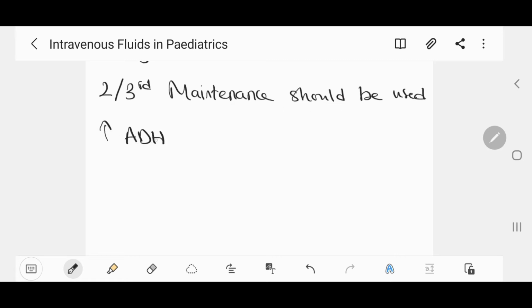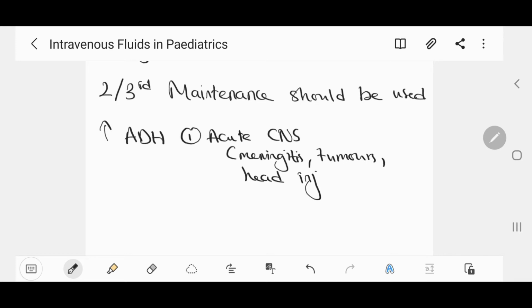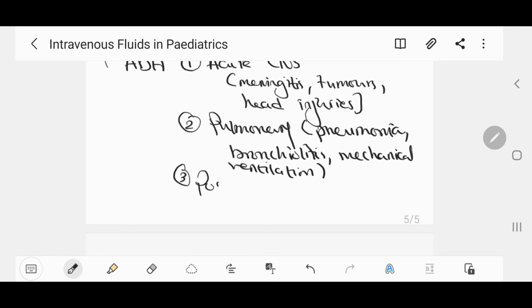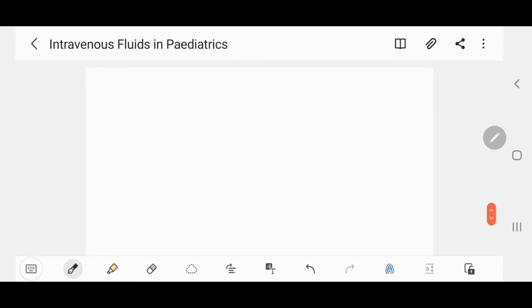Because when the child is sick, children tend to retain fluids because of the increased ADH, antidiuretic hormone. And that is obvious in acute CNS conditions and pulmonary conditions, okay? Also, it can be seen post-operatively and in trauma.